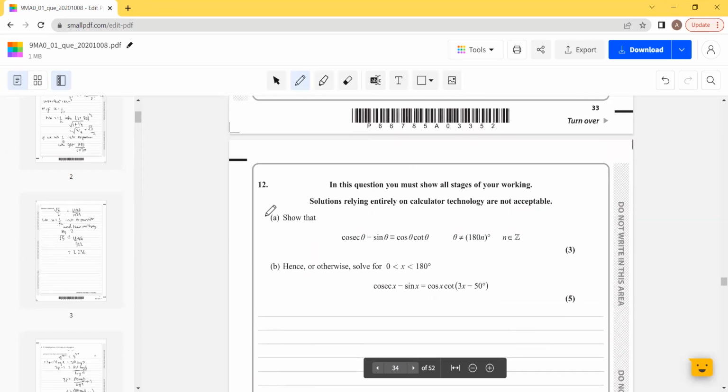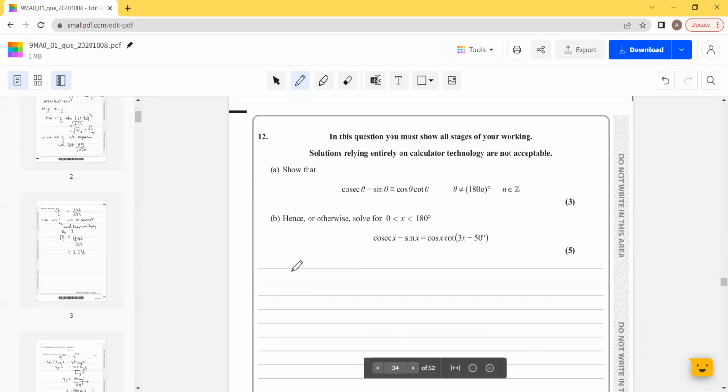Question 12, part A, show that this expression is equal to this expression. Cosec theta minus sine theta is equal to cos theta cot theta. So I'm going to write cosec theta as 1 over sine theta.